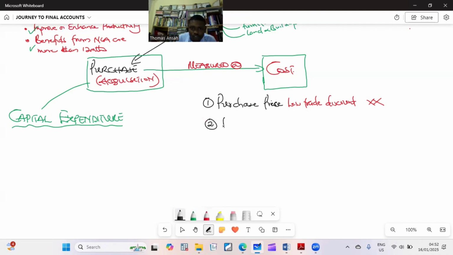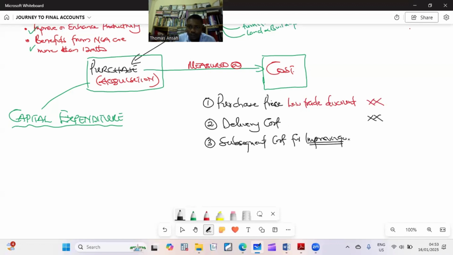But if there is delivery, you have to add it. Number two, delivery cost. You have to add that delivery. All right. That is that. And any other subsequent cost, let me say any subsequent cost for improving or enhancing the asset.